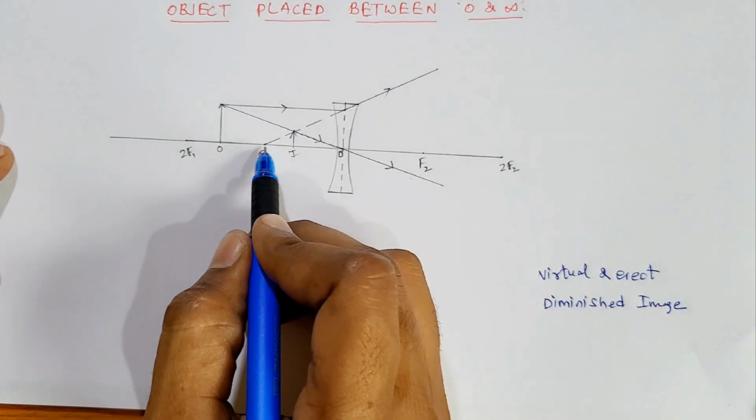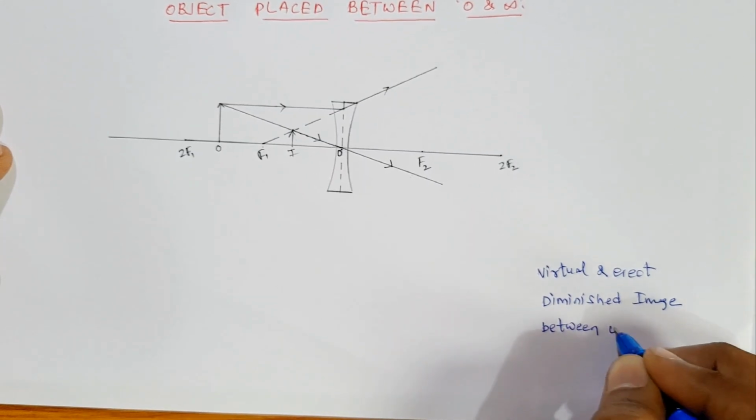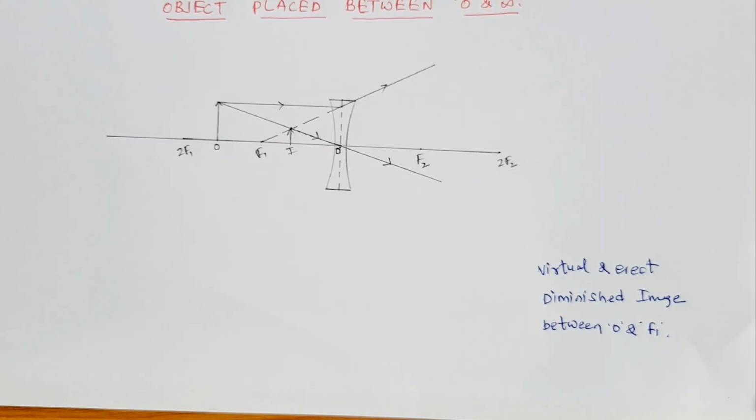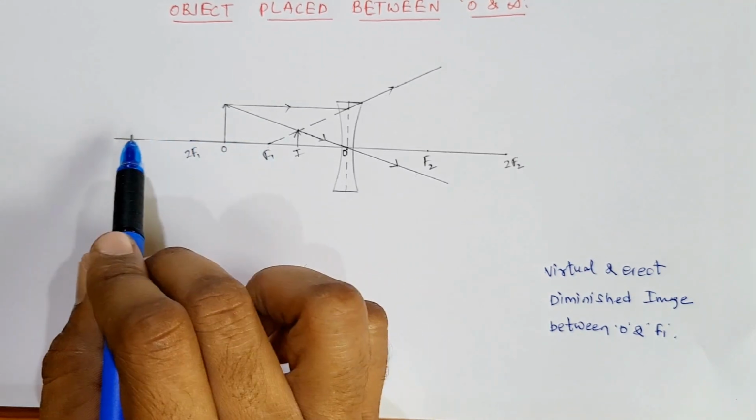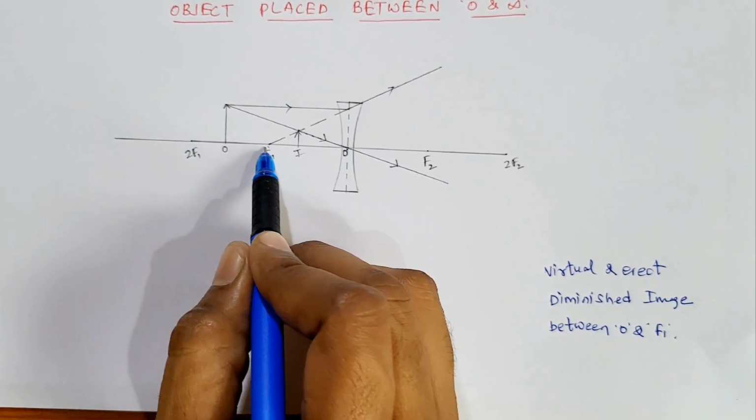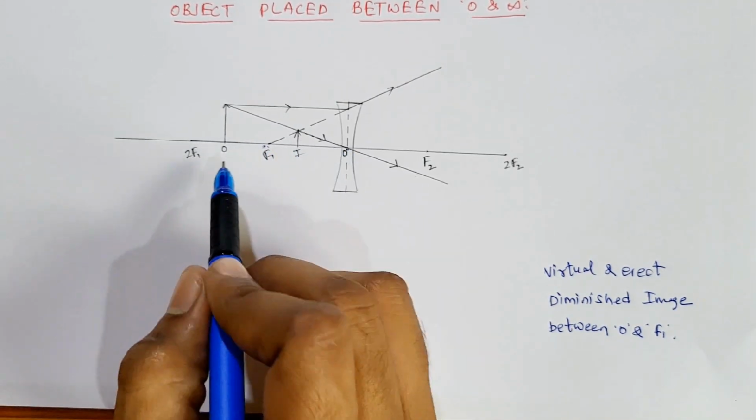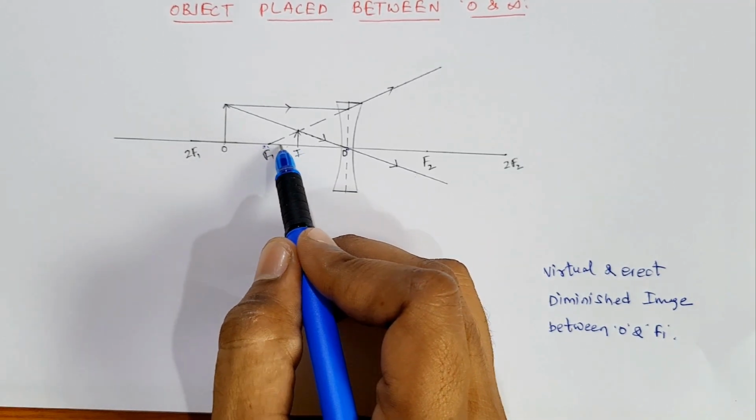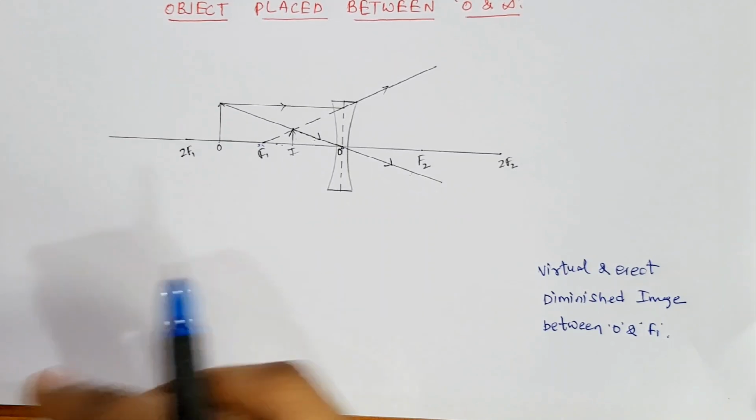and where is the image formed? Image is formed between optical center and F1. Okay. Now I have a doubt. You know that wherever we want to place the object, we can place it. Image will be formed between optical center and F1 only. Correct? If I place the object itself here between optical center and F1, where will the image be formed? Can anyone answer?